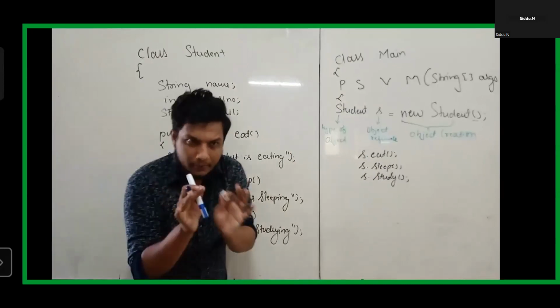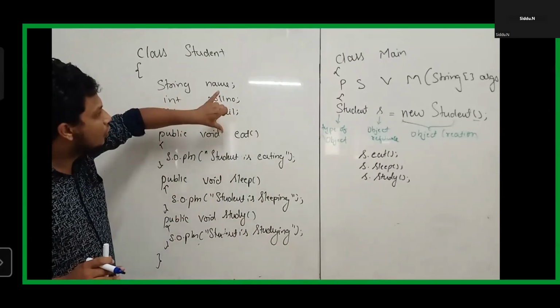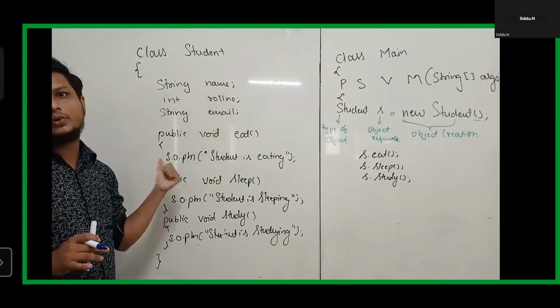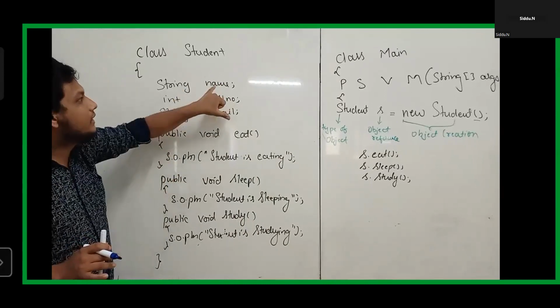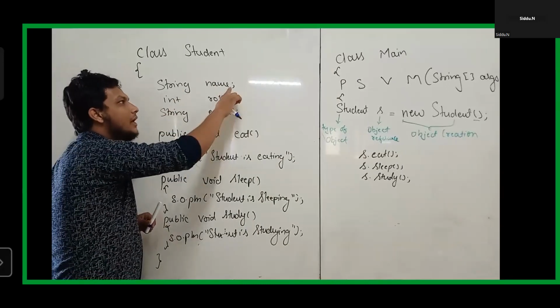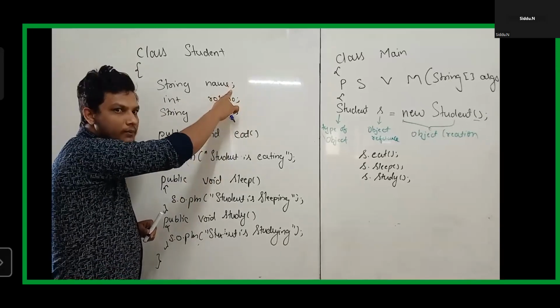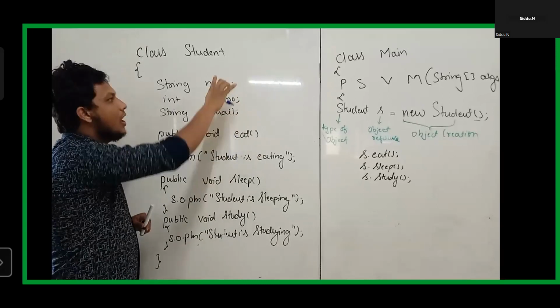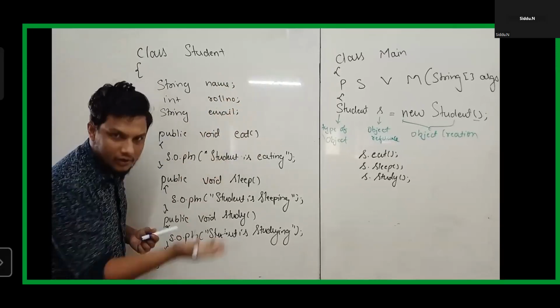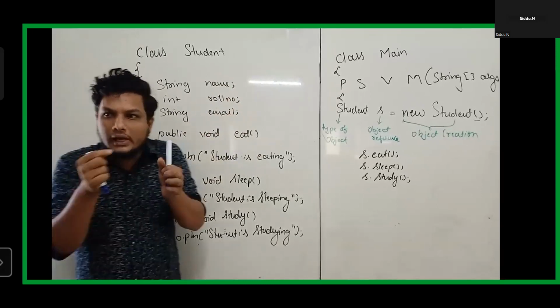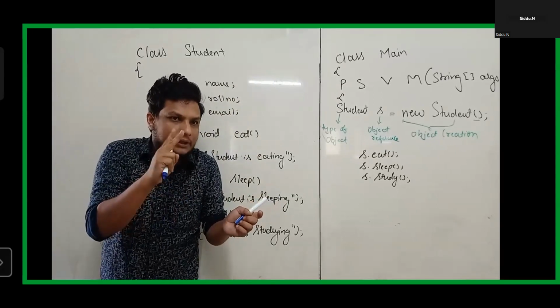Now, my requirement is I want to store the data in this variable, and I need to access it. Initially, have I given any value to this variable, sir? No, right? What is the name of the student? Have I told her? No. What is the roll number? What is the email? Have I told her? No.